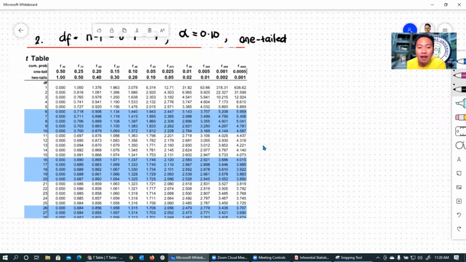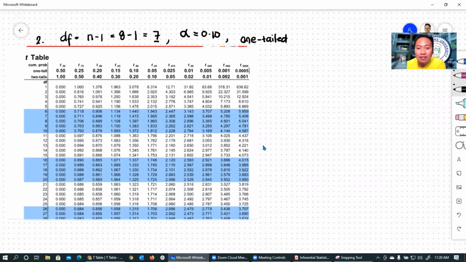So let's start with degrees of freedom, which is 7. Degrees of freedom 7 here. So we already found it. And then after degrees of freedom, we need to look for alpha 0.10 and at the same time one-tailed. So we have one tail and two tails here. So we're going to take a look at this one here, at alpha 0.10. So 0.50, 0.25, 0.20, 0.15, 0.10. So this is what we are looking for. Then we look for the intersection of that 0.10 with one tail and the degrees of freedom, which is 7. There you go.